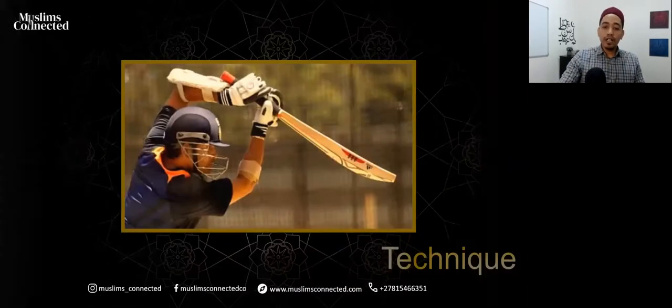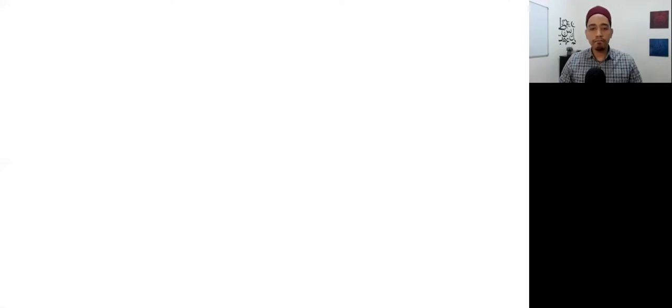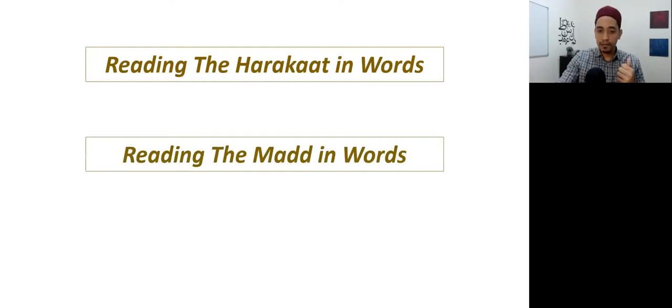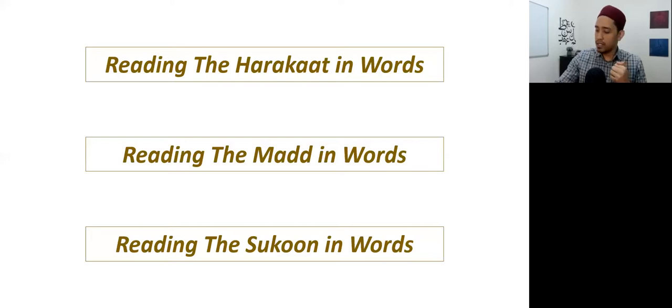Now, in order to speak about how to read a sukoon in words, we kind of have to align it with the previous concepts that we studied, the haraka, the mad, then the sukoon, and we'll see how they fit in together. Once you have mastered how to read the harakat and the mad, the sukoon will be no different. So let's start with reading the harakat in words, which we spoke about already. We'll just do it in a different way. Then reading the mad in words, and then reading the sukoon in words. This is a very important, a very practical part of this lesson.